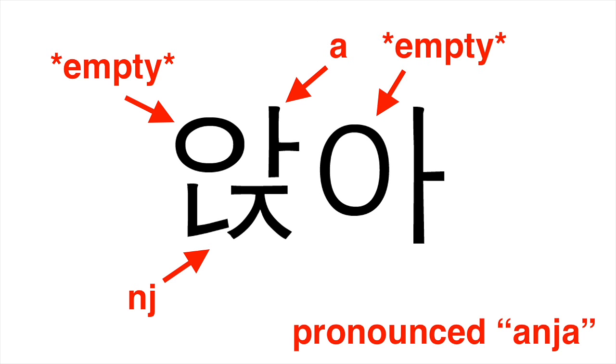Since the iung in the second letter is empty, the right consonant from the pair, which is jiut in this case, carries over to the second letter. So really it sounds like anja. Remember, the right consonant from the letter moves over to the next letter.